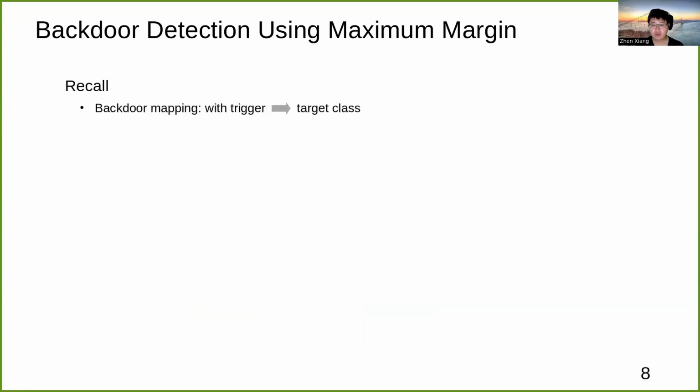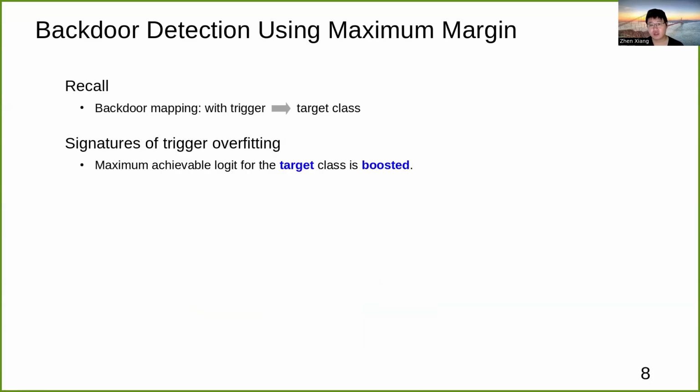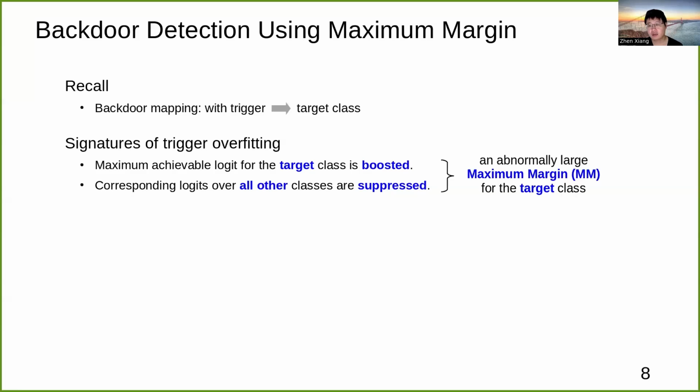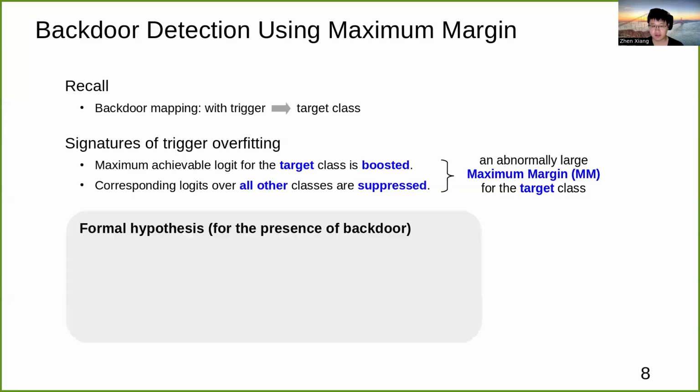Recall that a backdoor mapping will lead to a prediction of the target class when there's a backdoor trigger. So the signature of the trigger overfitting will be some differences in the landscape of the model's mapping from input to output. First, the maximum achievable logit for the backdoor target class will be boosted if there's a backdoor attack. And the logit here means the model output just before the softmax. And the corresponding logits over all the other classes will be depressed. These two together lead to an abnormally large max margin for the backdoor target class. And max margin is our detection statistic here, which can be formalized as the following.